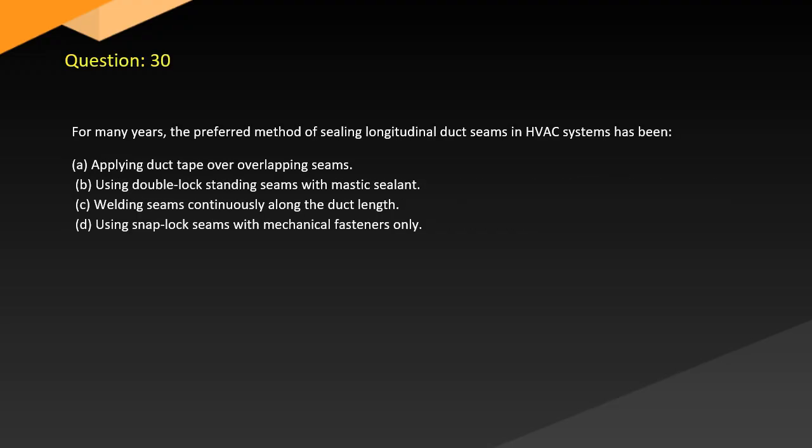Question 30. For many years, the preferred method of sealing longitudinal duct seams in HVAC systems has been: A, applying duct tape over overlapping seams. B, using double lock standing seams with mastic sealant. C, welding seams continuously along the duct length. D, using snap lock seams with mechanical fasteners only.